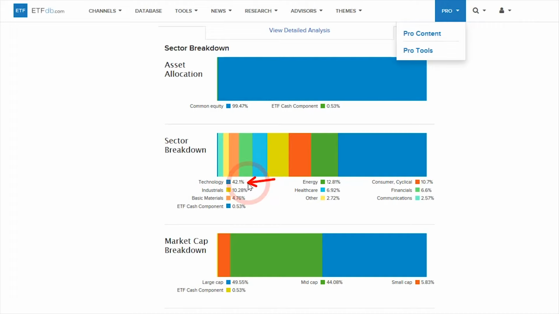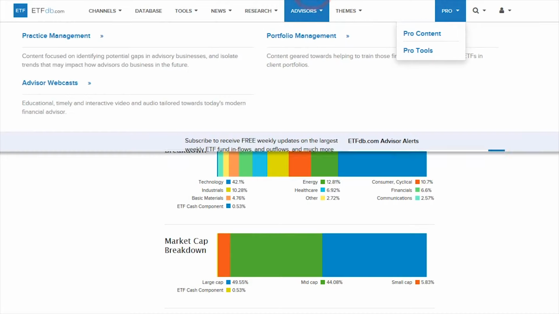That's what you expect from high beta and a riskier ETF. And consumer discretionary coming in around 10.7% and industrials at 10%. So this is looking more like the profile I'm after when it comes to a high beta or riskier ETF.